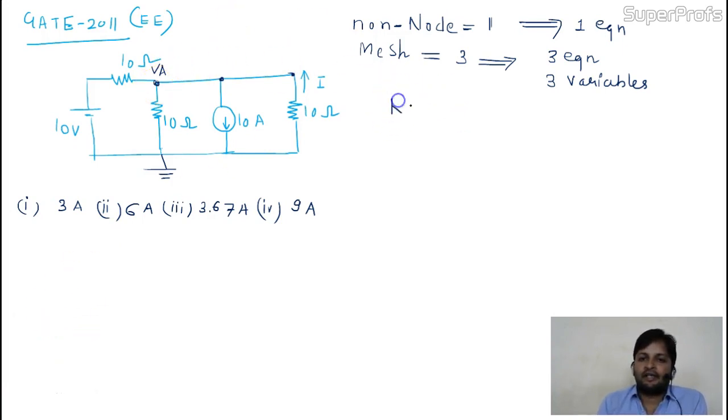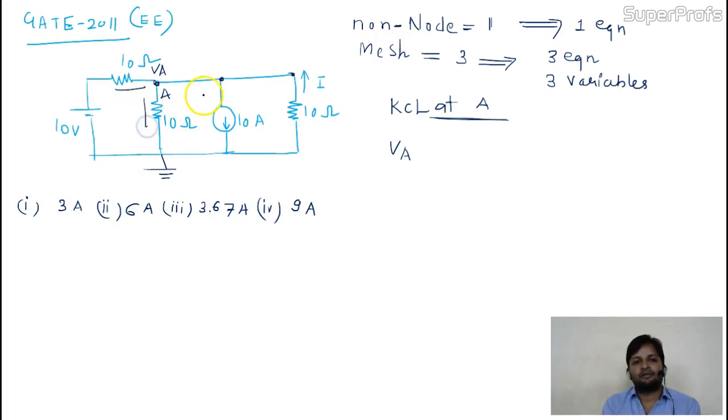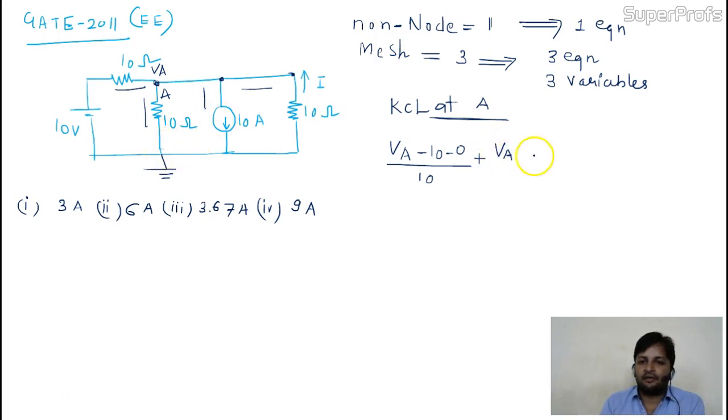Now apply KCL at node A, because this is the node to which we assign the voltage VA. First see how many branches are connected on this single node: 1, 2, 3, 4. So 4 terms will be there in one equation. First, (VA minus 10 minus 0) divided by 10. Then come here, (VA minus 0) divided by 10. This is the voltage difference. This current is already an outgoing current, and its value is 10 ampere.